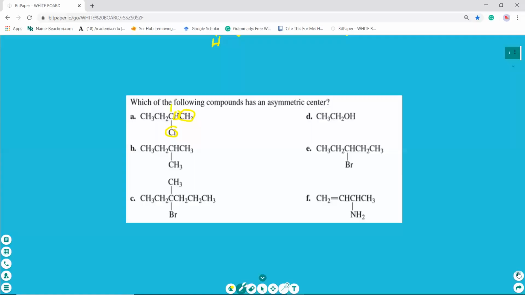So if we have 4 different substituents around that carbon, it means this carbon here is a tetrahedral carbon. That means it is a stereogenic center or an asymmetric carbon. What about this one? It cannot be an asymmetric carbon because it has 3 hydrogens attached to this carbon. So the question says which of the following compounds has an asymmetric center. So this is one. This has an asymmetric center. For this one, the B, we know this cannot be an asymmetric center. This cannot be an asymmetric center.